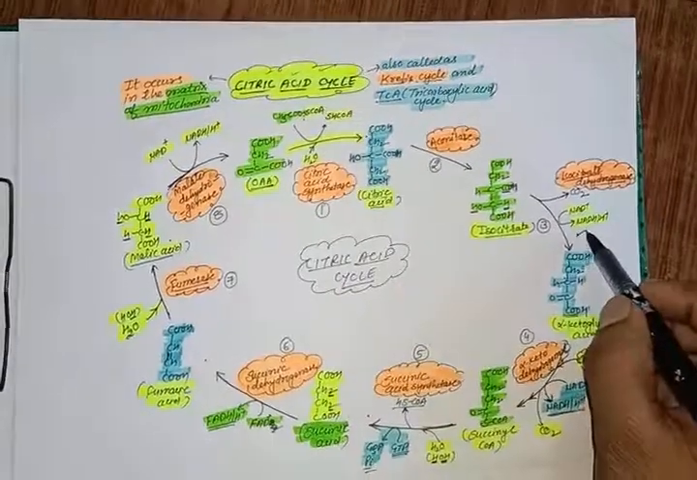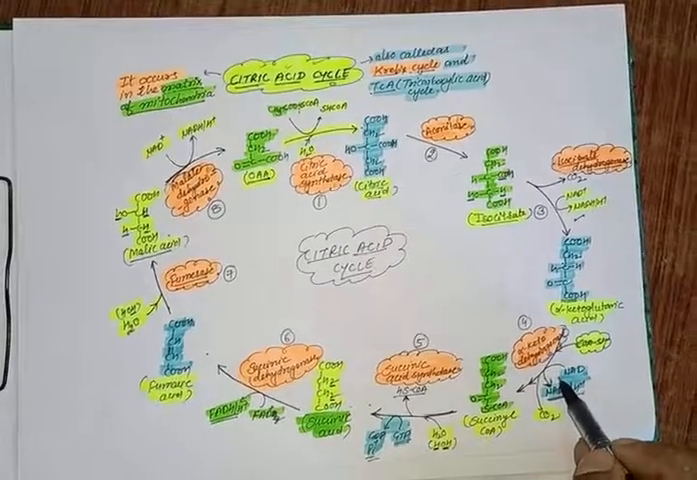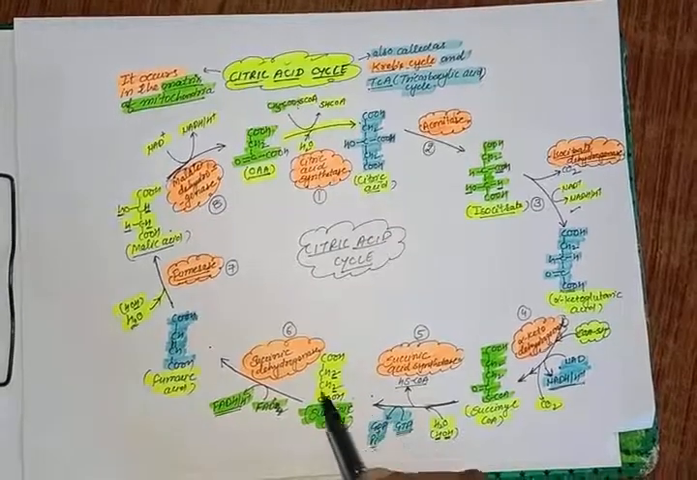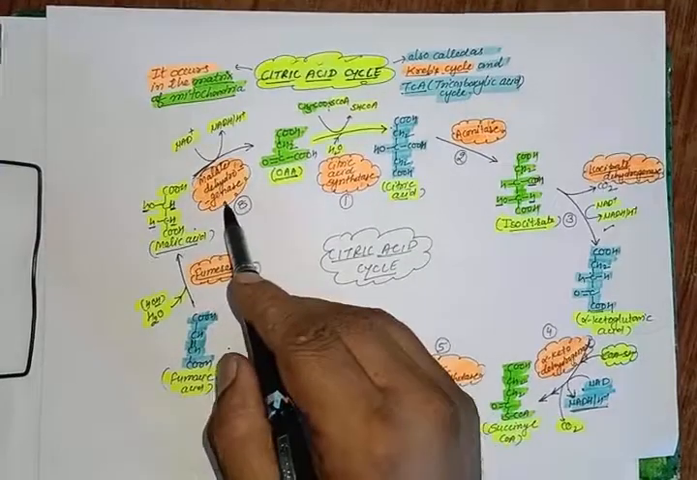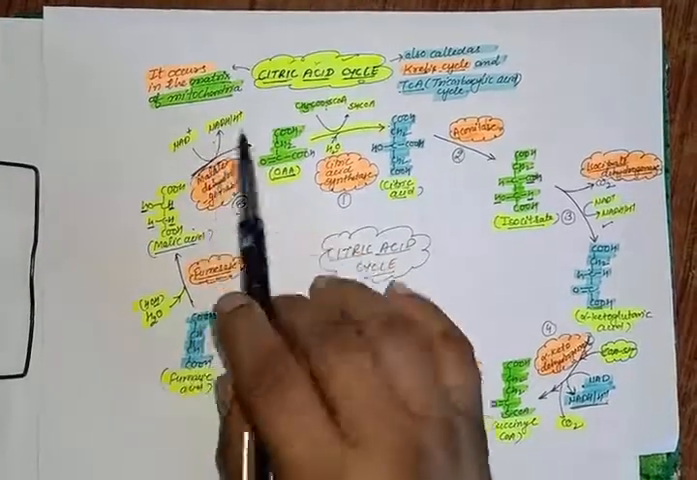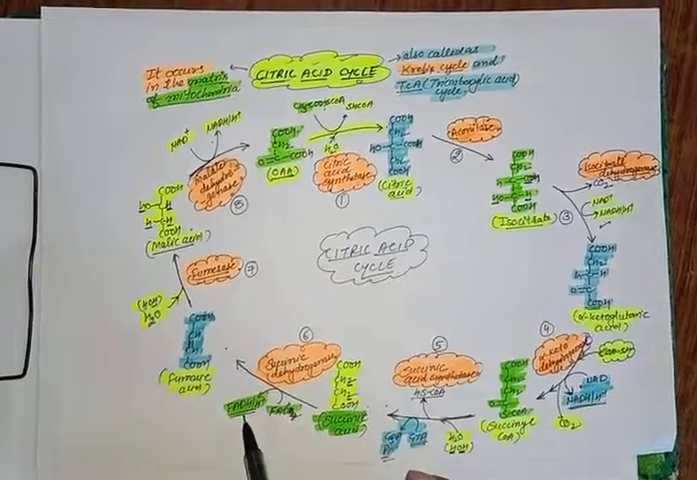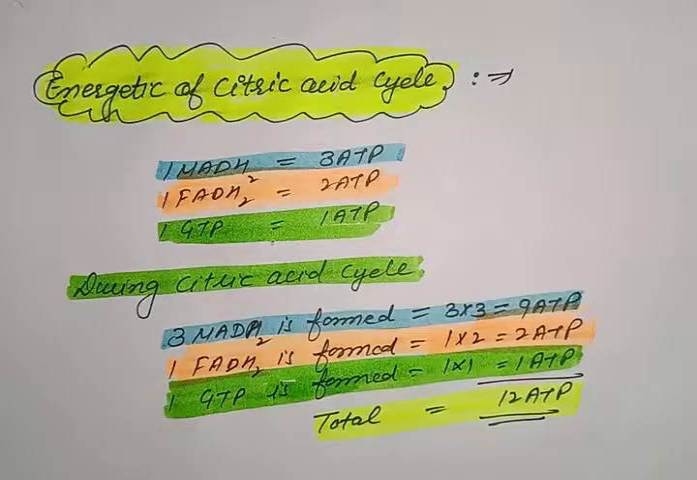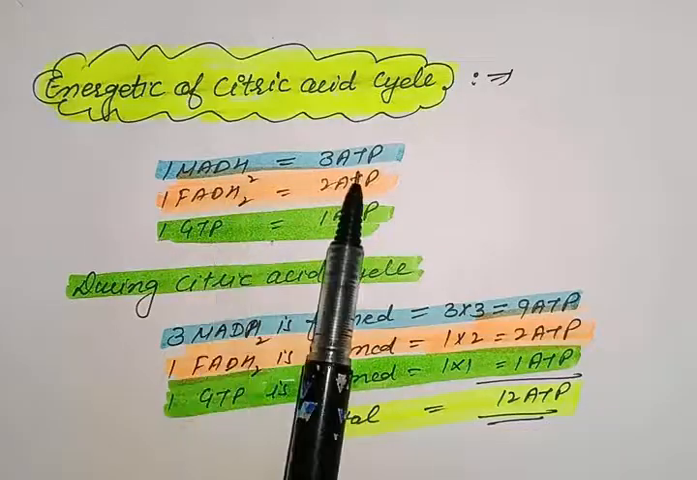If we talk about the energetics of the citric acid cycle, energetics means how many ATP molecules are formed. So at step number 3, the NADH is formed. At step number 4, the NADH is formed. At step number 5, GTP is formed. At step number 6, FADH is formed. And at step number 8, NADH is formed. So 3 NADH are formed, 1 GTP is formed, and 1 FADH is formed during this citric acid cycle.